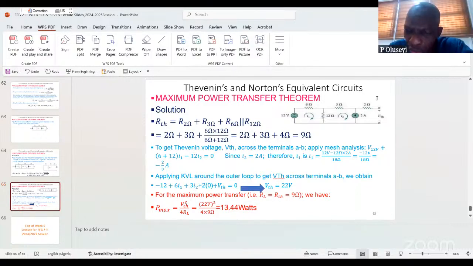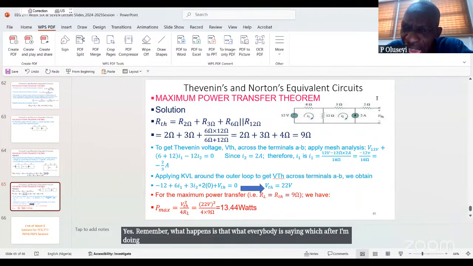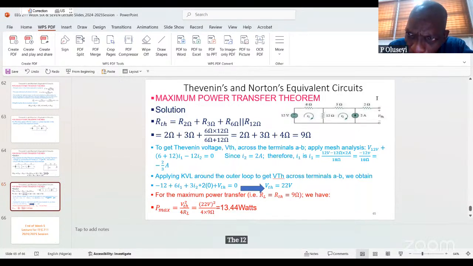But what happened is that what Ariori is saying, which I've told you in this class, is that if the I2 is pointing the same way as the 2 ampere, the I2 will be negative.